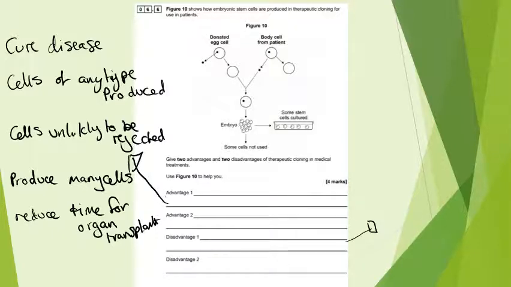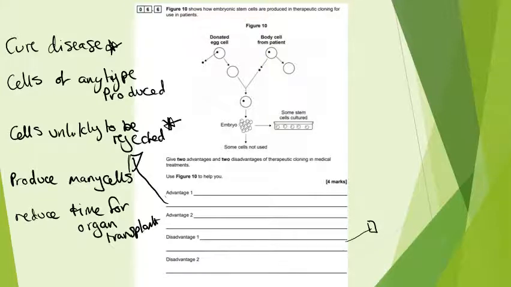Okay, I'm sure there are loads more there that I haven't even thought of, but there's a range of possibilities that you could have put there. I think the most likely ones that you are going to come up with based on what we've talked about are the fact that it is going to be curing a disease and that the cells are unlikely to be rejected. So I think those would probably be the 2 most obvious ones that I would see there.